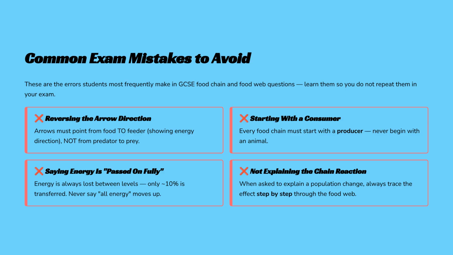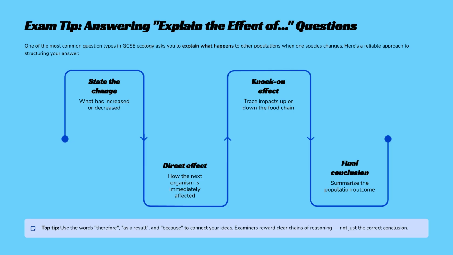Avoid these common exam mistakes. Never reverse arrow directions, always start chains with a producer, and remember that energy is lost at every step, not transferred fully. When answering explain questions, structure your answer by stating the change, describing the direct effect, noting the knock-on consequences, and giving a final summary.